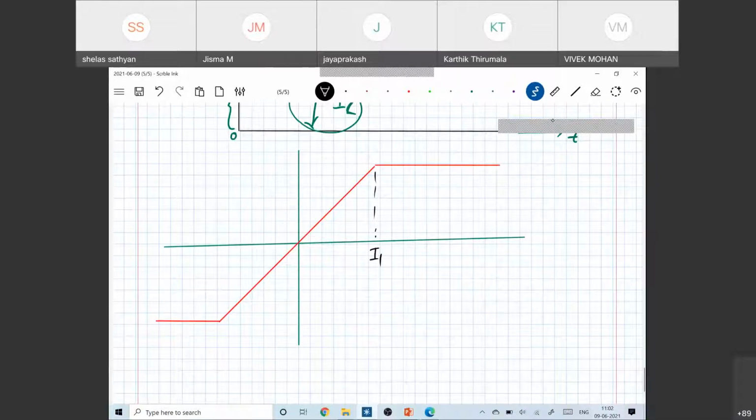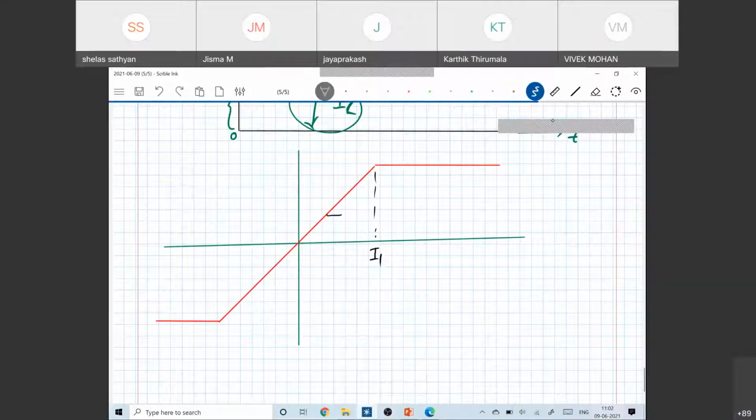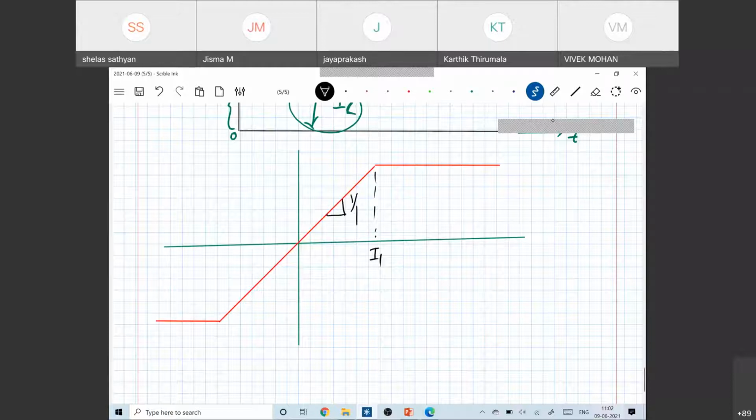Usually, since the permeability of the core is very high, this saturation happens at a very small current. If you see the slope, it is given by 1 by the permeability of the core, so the reluctance of the core. Even though this is a B-H curve, H is proportional to N into I, and B can be represented in terms of flux, right? The flux density is proportional to the flux if you take the cross-sectional area constant.